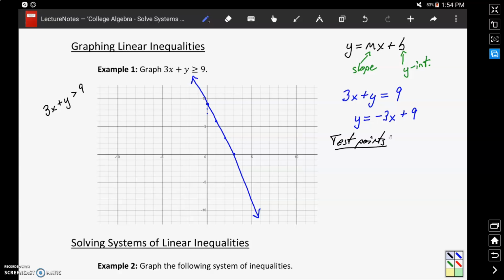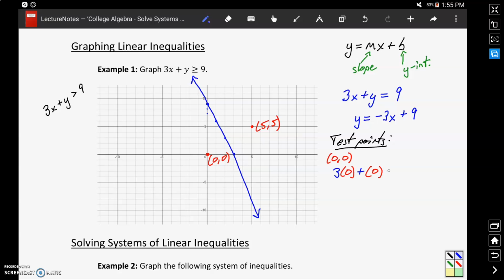To do that, we'll look at a couple of test points, which can be any points that aren't located on the line itself. (0, 0) is always a nice, easy test point to use, as long as our line doesn't pass through that. And then on the other side of the line, we can look at the point, say, (5, 5). To test these points, we'll plug the values for x and y into the original inequality statement and see if it makes that inequality true or false.